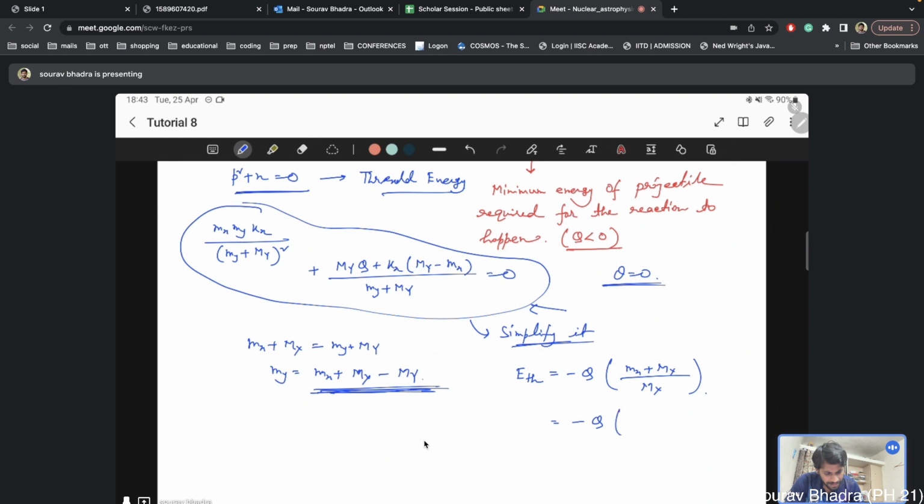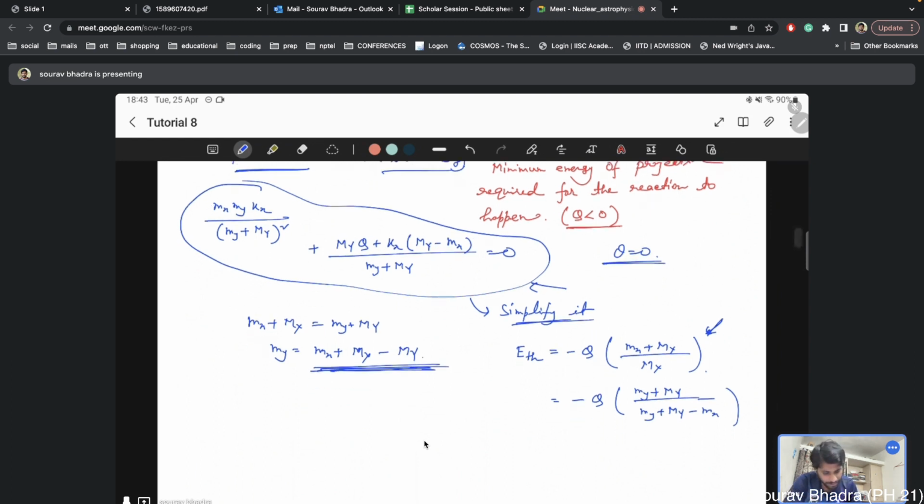I think in the class material it has been written like this: mx plus capital Mx written as my plus capital My, and again capital Mx you can write like this. So that is exactly the same. I will consider this particular expression because it is easier to express, since in the numerator there are only 2 terms and in the denominator only 1 term. Both expressions are exactly the same.